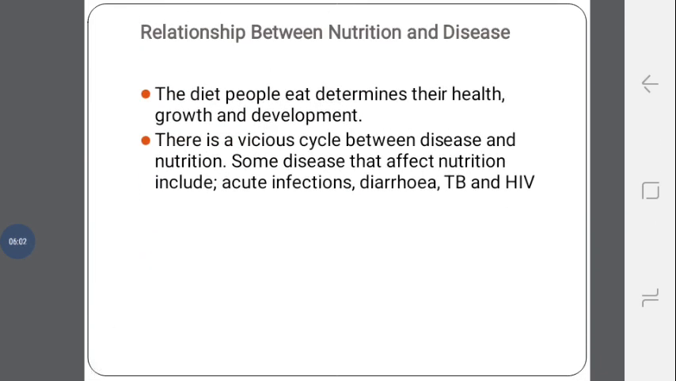Relationship between nutrition and disease. The diet people eat determines their health, growth, and development. There is a vicious cycle between disease and nutrition. Some diseases that affect nutrition include acute infections, diarrhea, TB, and HIV. Therefore, what you eat is what will be displayed in your body. For you to have good nutrition, you have to base on a balanced diet and not otherwise.